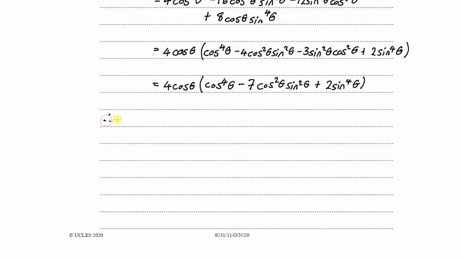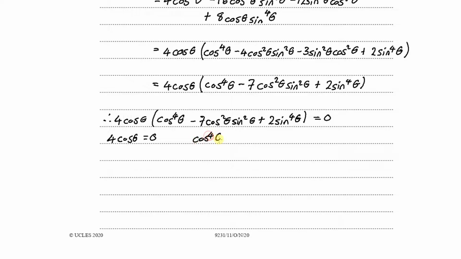So therefore 4 cos theta bracket cos to the 4 of theta minus 7 cos squared theta sine squared theta plus 2 sine to the 4 of theta should be equal to 0, which means either 4 cos theta should be equal to 0, or this cos to the 4 of theta minus 7 cos squared theta sine squared theta plus 2 sine to the 4 of theta is equal to 0.